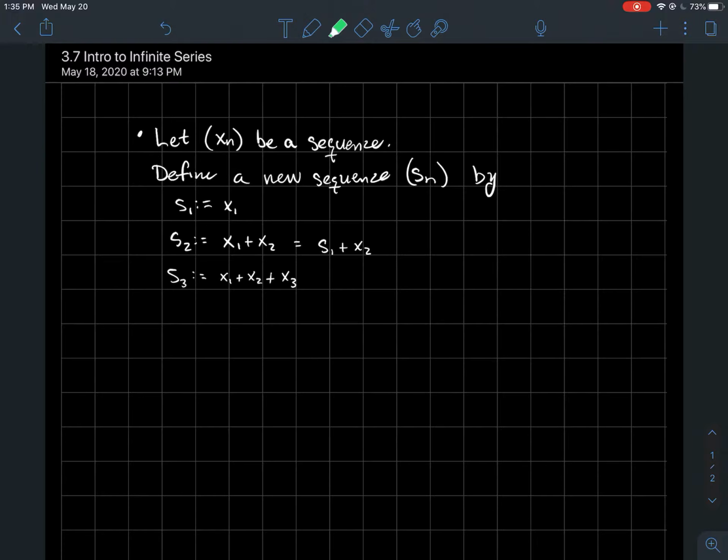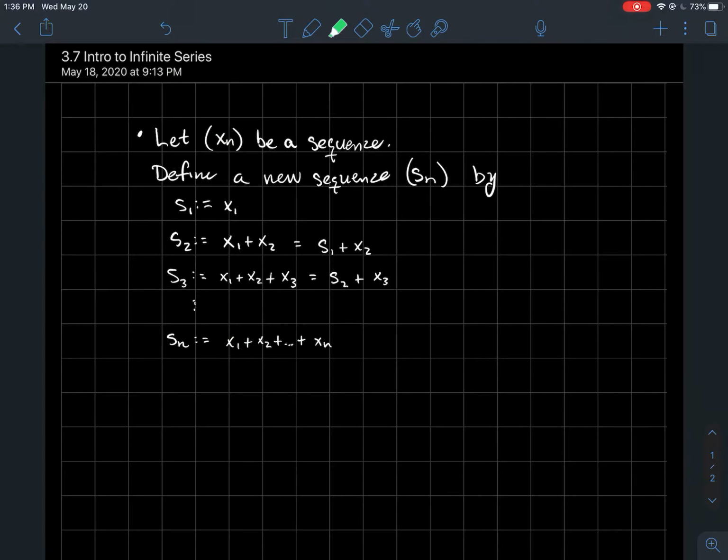S3, what are we going to do? Well, how you should read this, maybe you see what we're doing, we're going to add the first three terms of my sequence xn. And what I want you to notice is that's the same thing as S2 plus the next term in my sequence. So I could think about that as S2 plus x3. So I think you see the pattern. In general, Sn will be the sum of the first n terms of my sequence xn.